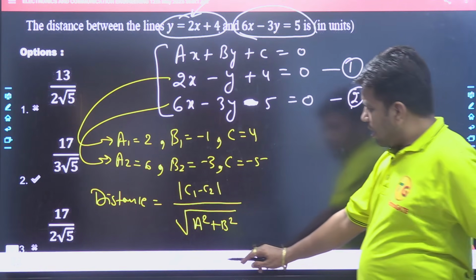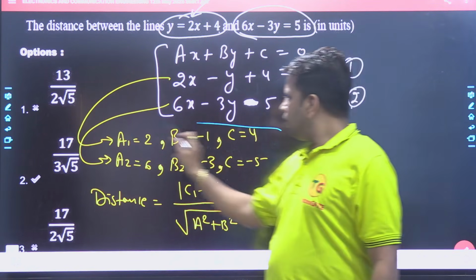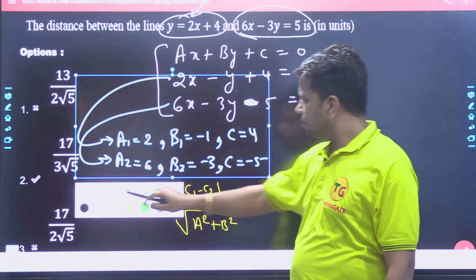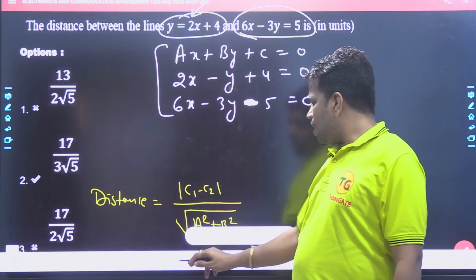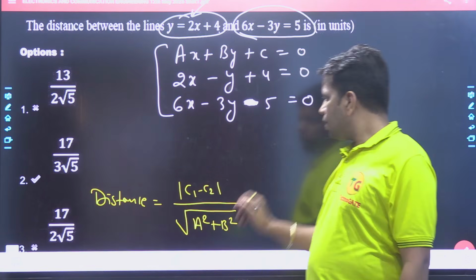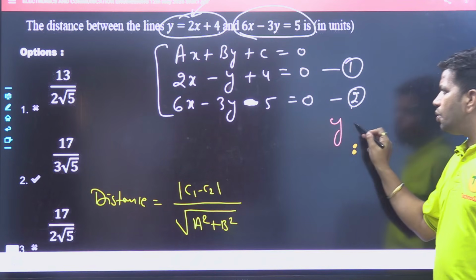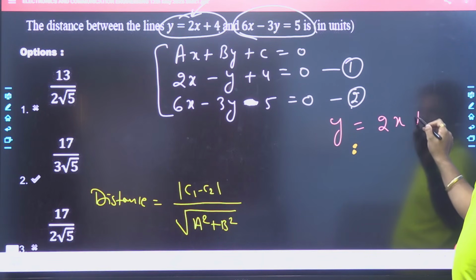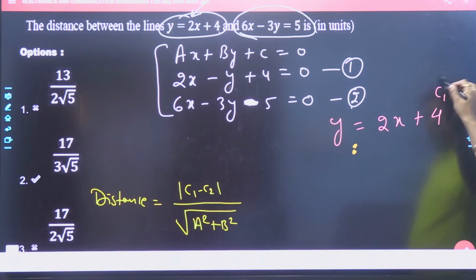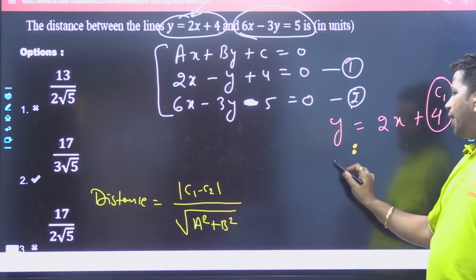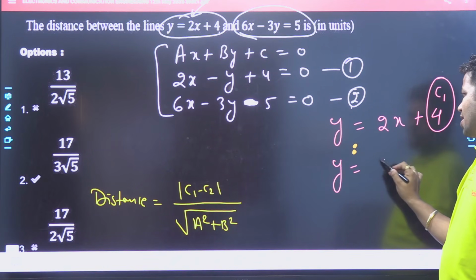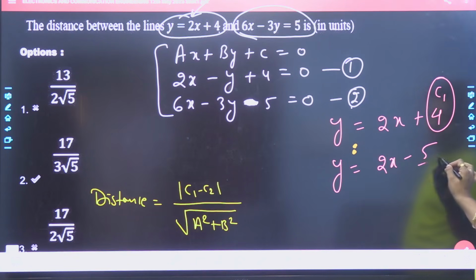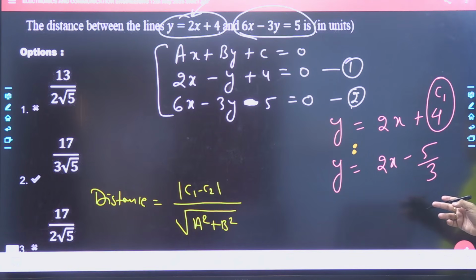Let's see. Now if we are going to convert this equation in the form y equals mx plus c, this becomes c1 for the line. For the second equation, y equals 2x minus 5 by 3. So that minus 5 by 3 is what? It's c2. So just put up that value.